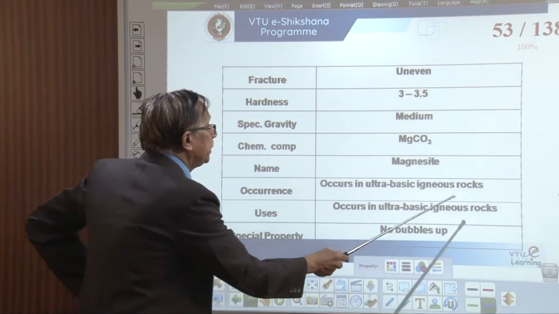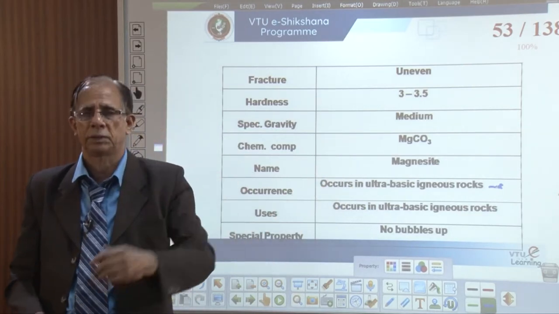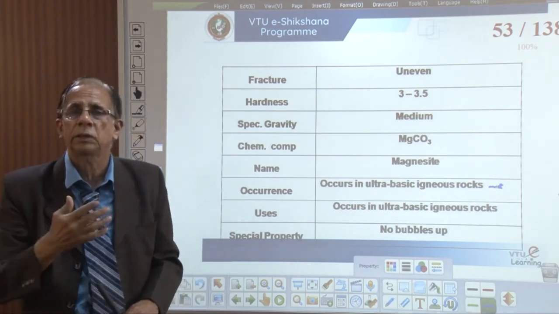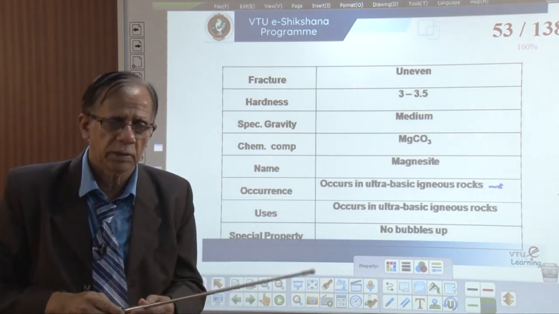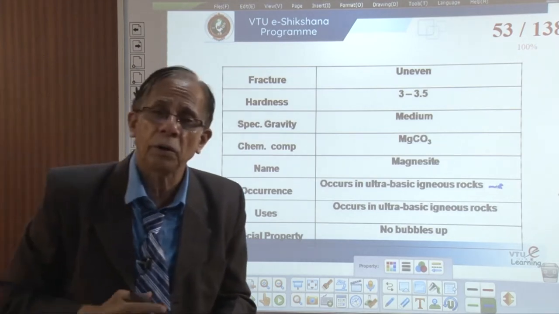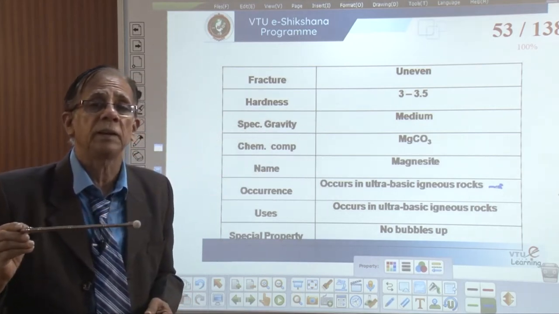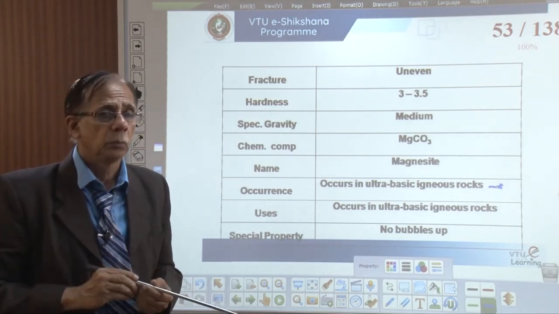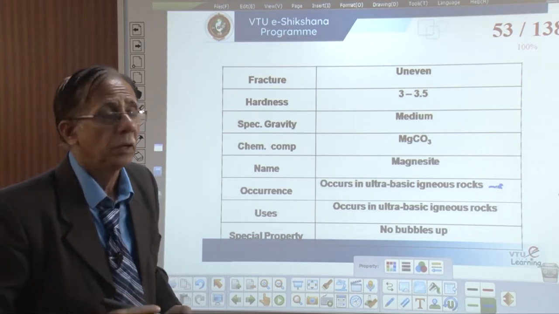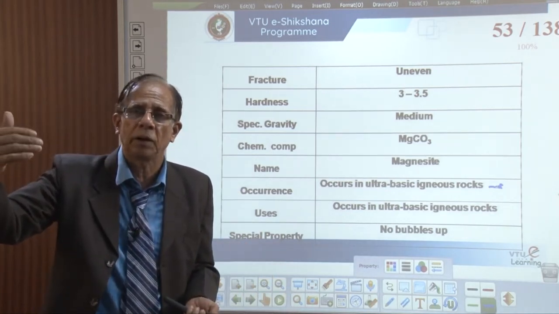It occurs in ultra basic igneous rocks if altered. We have ultra basic rocks like dunite, olivine, etc. What is ultra basic? The question comes. We can classify the rocks in our next section: acidic, moderately acidic, moderately basic, basic, ultra basic, depending on their composition. We follow SiO2 as the criterion to classify these rocks. We study more details there. A rock which has SiO2 composition less than 45%, we call ultra basic. Ultra basic rocks have more magnesium and iron content.